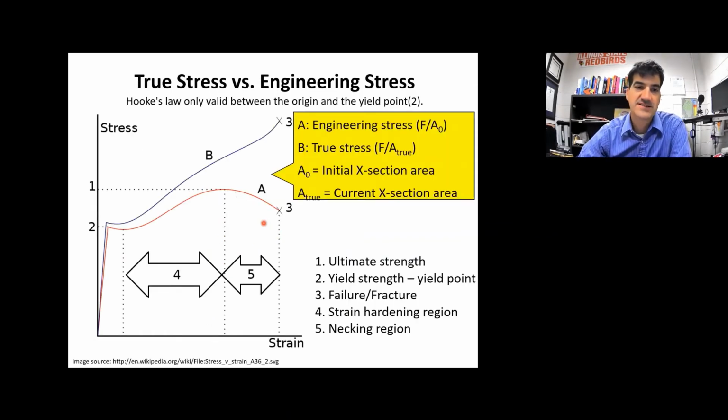Here's another plot. The blue here is the true stress, and the red is the engineering stress. Once again, I just really wanted to point out how the true stress is always going to be either equal to or greater than the engineering stress. And we've talked about all these different regions, so this should all make sense. You should be able to label these.